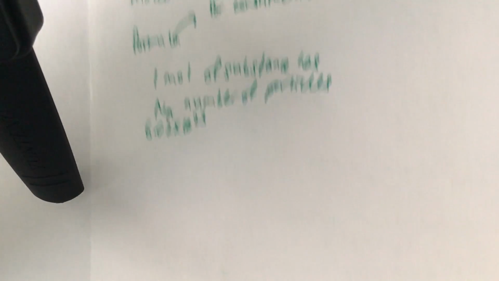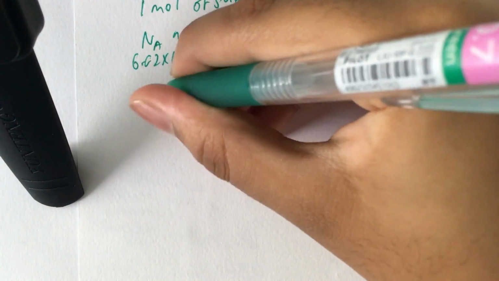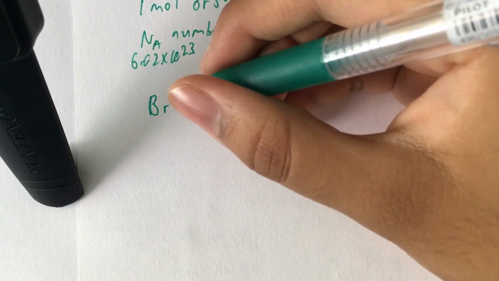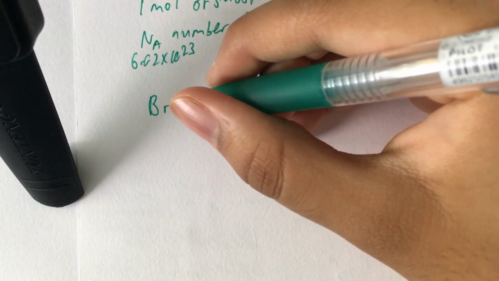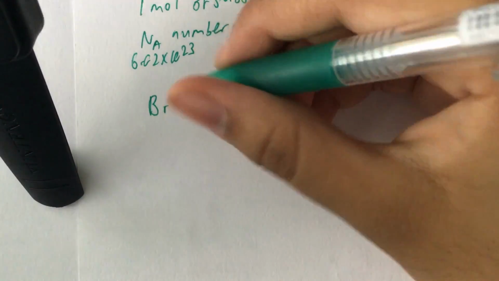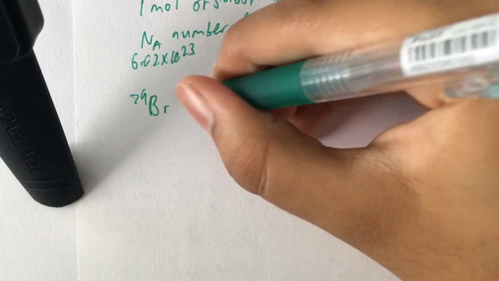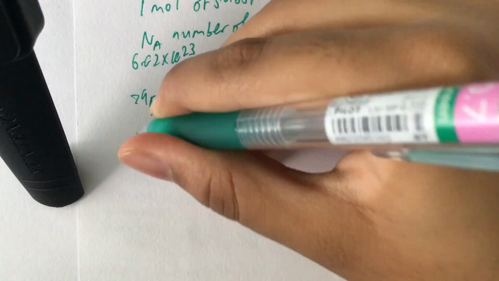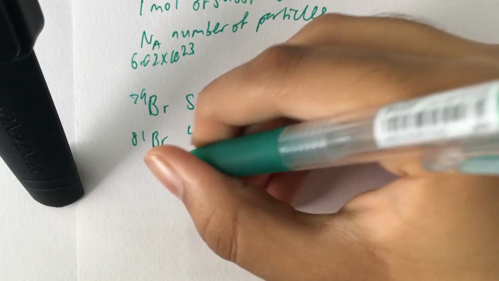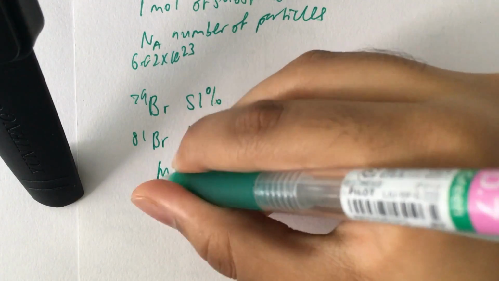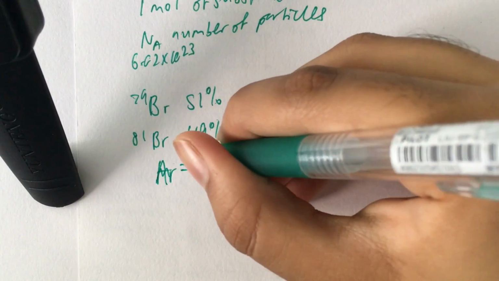Next one, calculate the relative atomic mass of an element given the relative abundance of its isotopes. Okay, this is very easy to do. So you have your isotopes, and each of them has their own mass, right? And you also need to know the abundance of the isotope. From there, you multiply the percentage by the mass, and then you add all of them up, and you get the relative atomic mass.